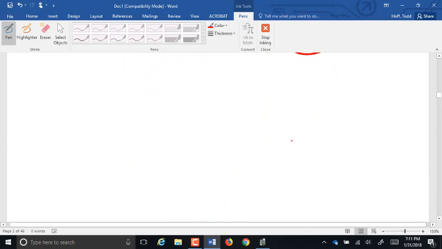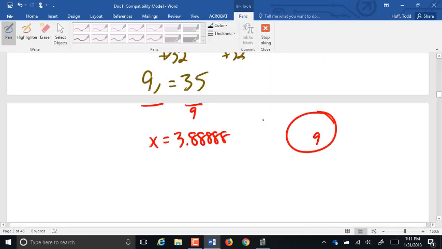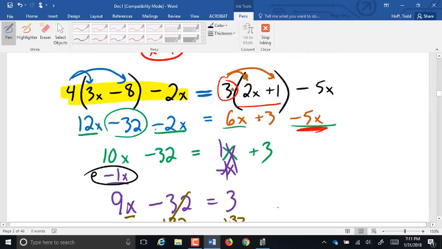Well, let's try another one, just for fun. What he did is when he multiplied, he did 3 times 2x is 6x, 3 times 1 is 3. He also did the 3 times that is negative 15x. Can't do that. That's outside the parentheses, so it's not multiplying.